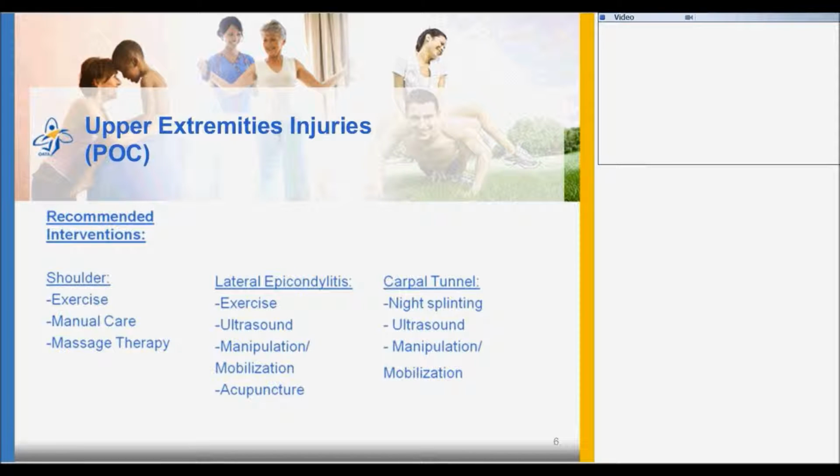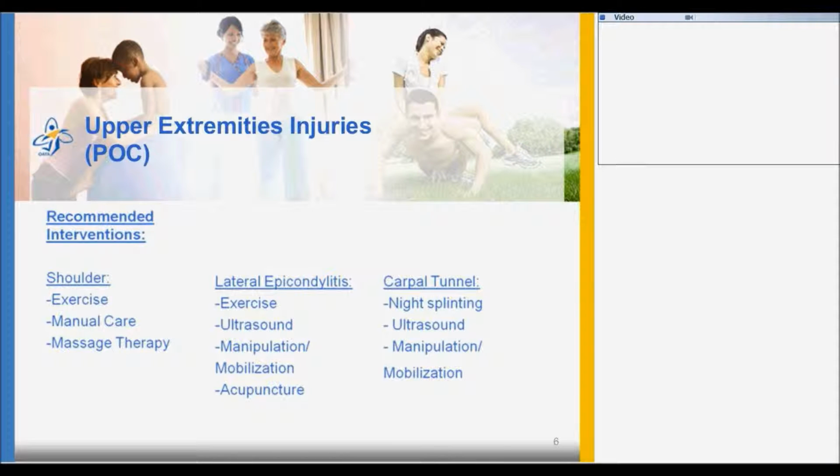Now let's go over the recommended treatments or interventions that will be included in the upper extremity POC. First are the shoulder injuries: rotator cuff tear or tendonitis, impingement, and acute bursitis. There are 2 recommended treatments for these injuries, and they are exercise prescription, a mix of supervised and home exercise programs to focus on stretching and strengthening the shoulder, and manual care, which will include soft tissue mobilizations and massage for increased mobility and pain management.